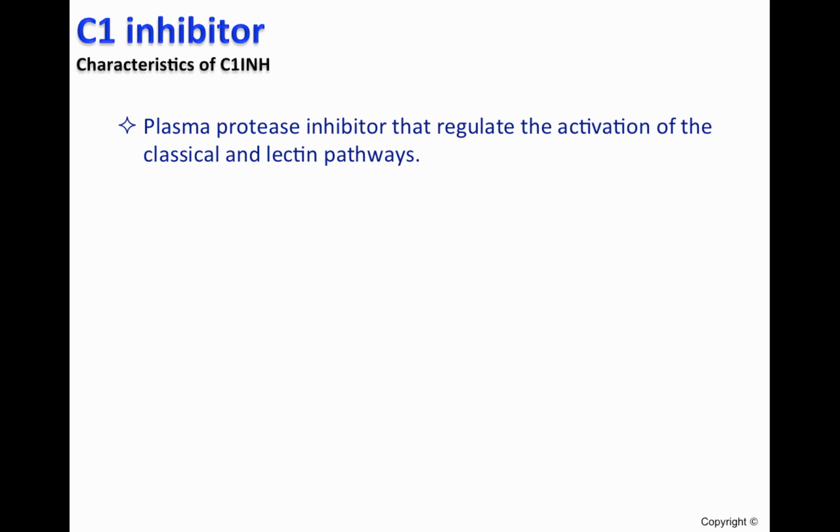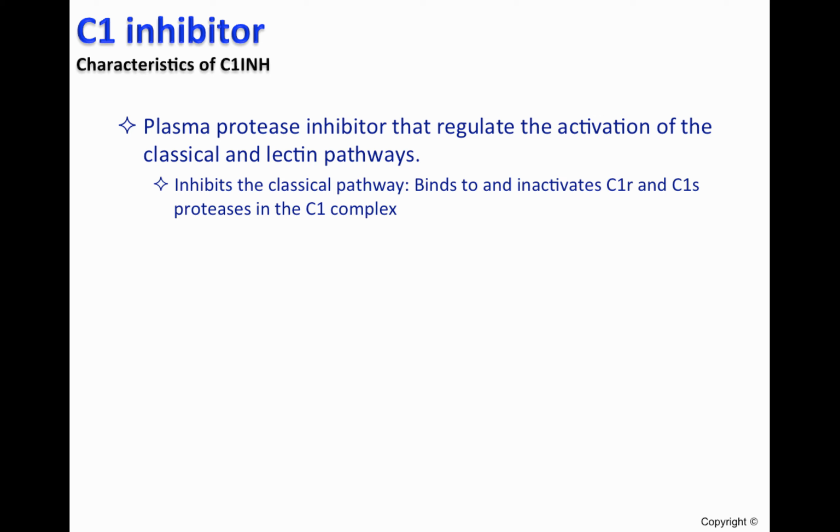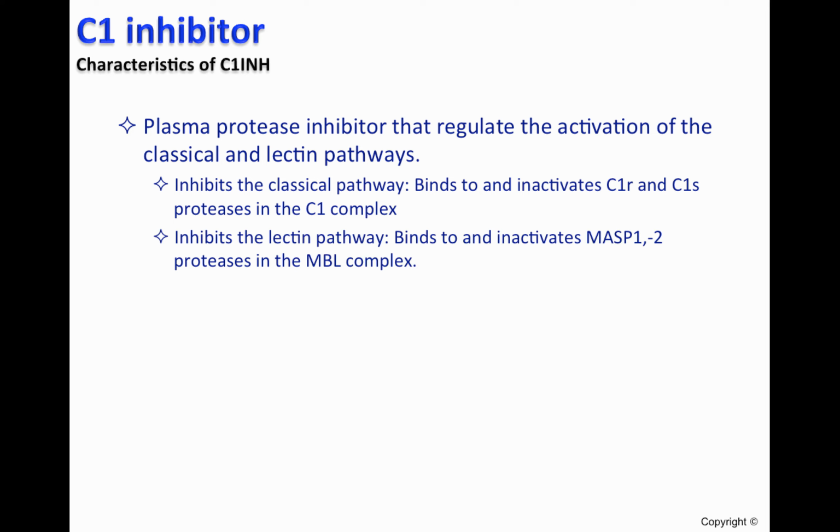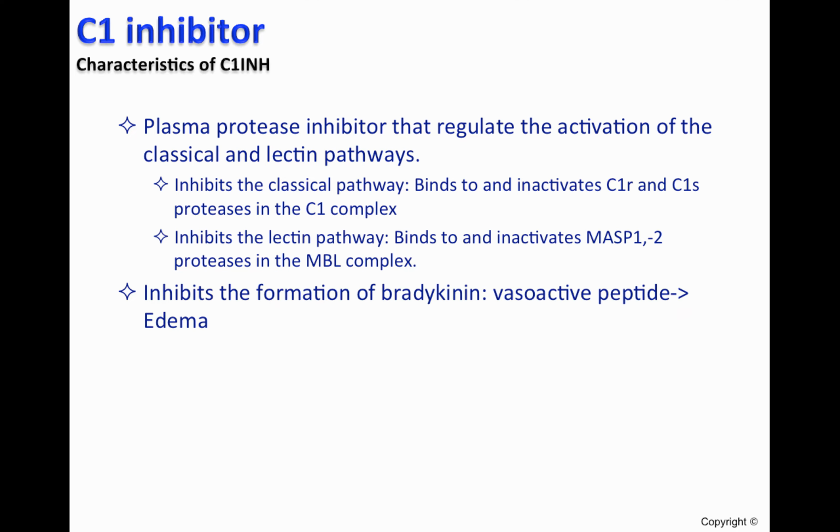C1 inhibitor is a plasma protease inhibitor that regulates the activation of the classical and lectin pathways. C1 inhibitor inhibits the classical pathway by binding to and inactivating C1r and C1s proteases in the C1 complex, and also inhibits the lectin pathway by binding and inactivating MASP-1 and MASP-2 proteases in the MBL complex. In addition, C1 inhibitor inhibits the formation of bradykinin, a potent vasoactive peptide that causes edema.